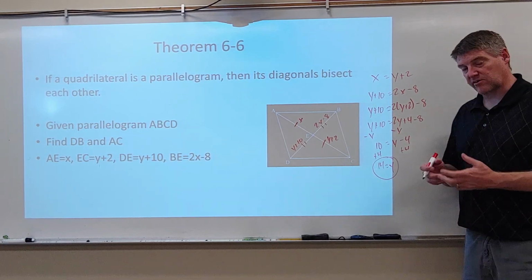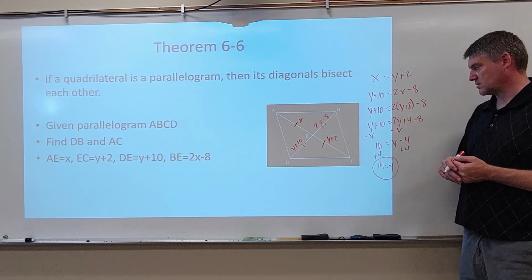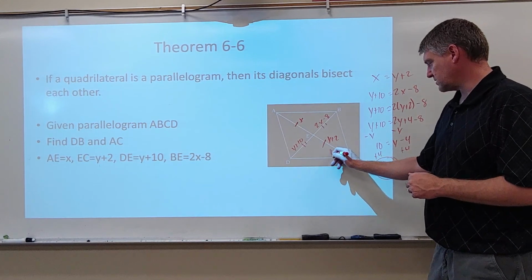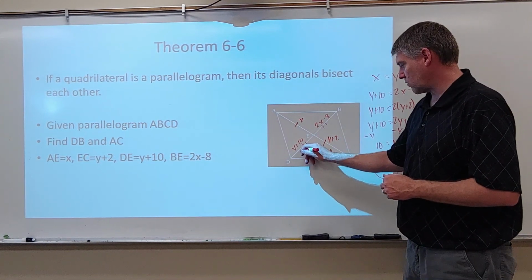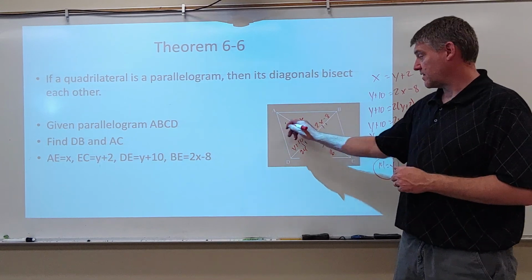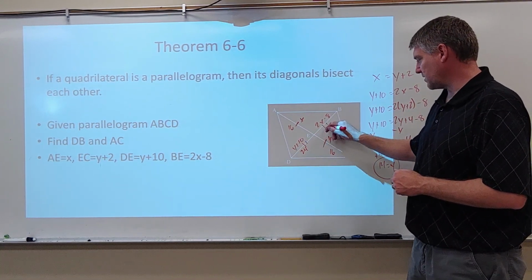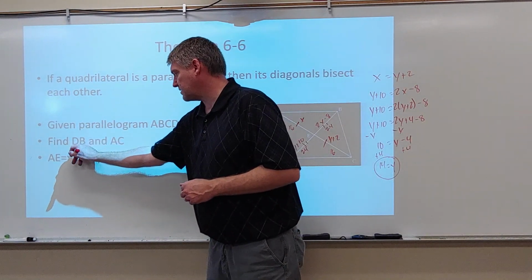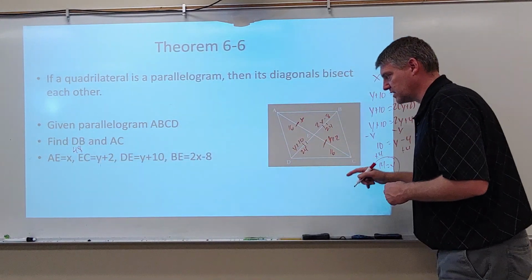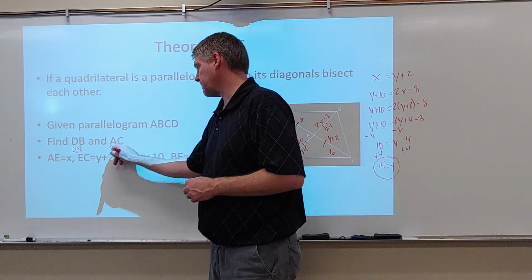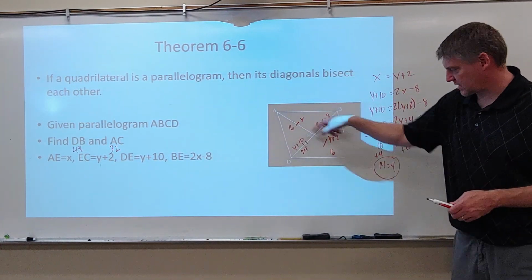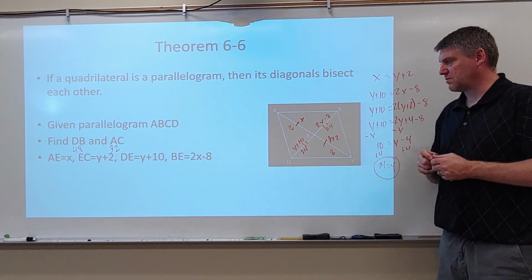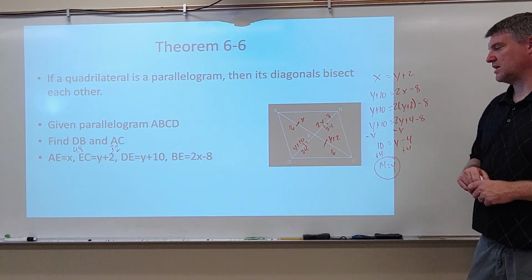Now I can figure out what each piece is. All right? So I know that this has to be 14 plus 2 or 16. This has to be 14 plus 10 or 24. So if this is 16, this is also 16. And this is going to be 24. So DB is going to be 48. And AC is going to be 32. And I know it looks off because this side looks longer, but from our information here, we have DB is 48 and AC is 32.